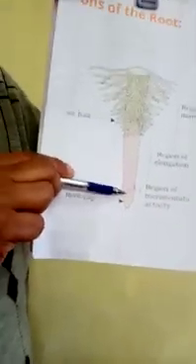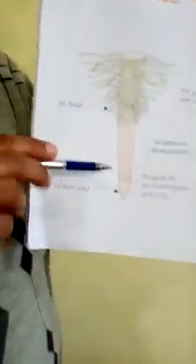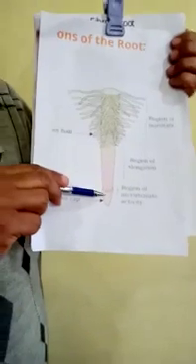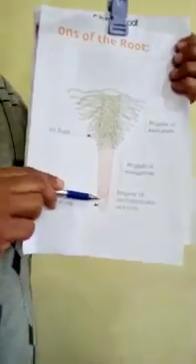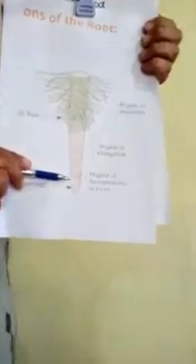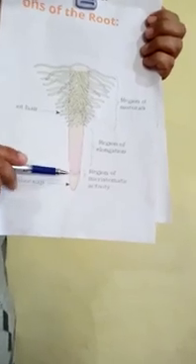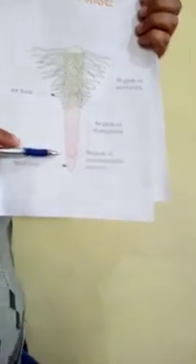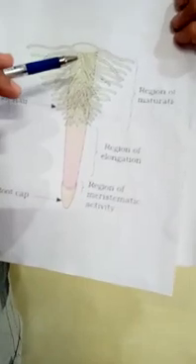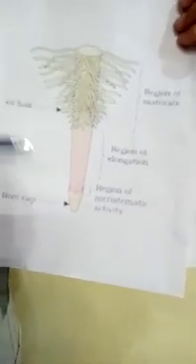Number two is the zone, the region of meristematic activity. This region lies above the root cap. In this region, the cells are meristematic in nature. That means they are in the state of division. That means they help in the growth of the root that we see.